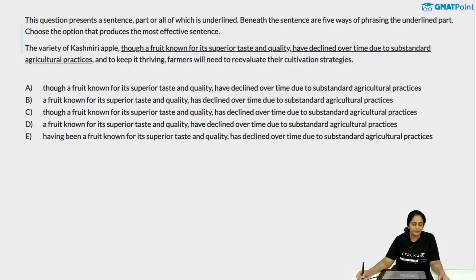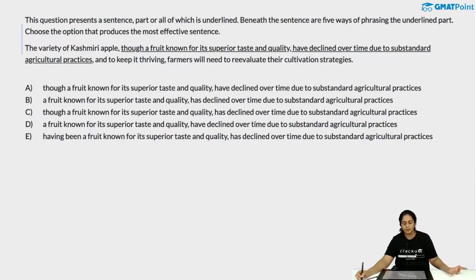I'm Sayali Kale. So this is a sentence correction question and we have to find the correct way of phrasing the underlined sentence. So let's take a look at the sentence. The variety of Kashmiri apple, though a fruit known for its superior taste and quality, have declined over time due to substandard agricultural practices. And to keep it thriving, farmers will need to reevaluate their cultivation strategies.